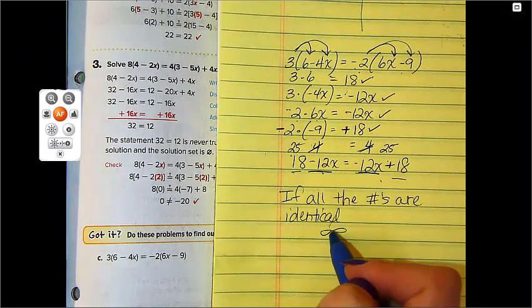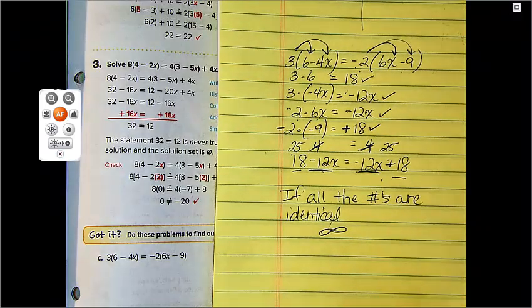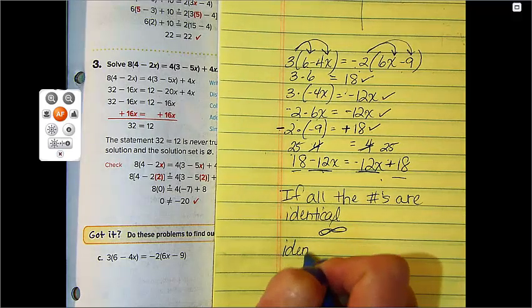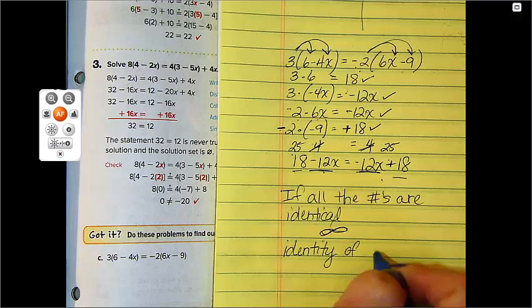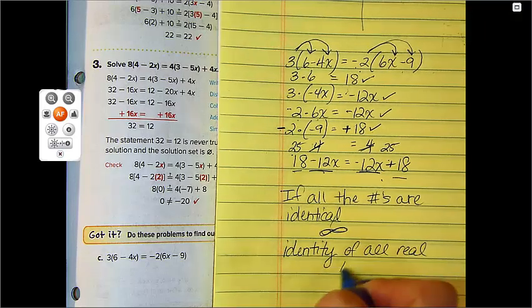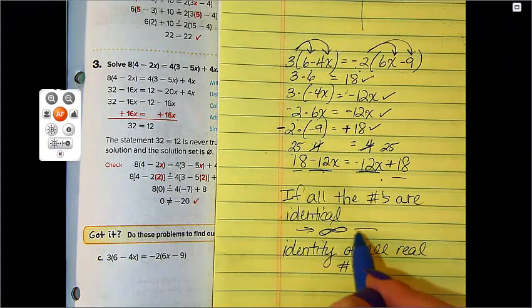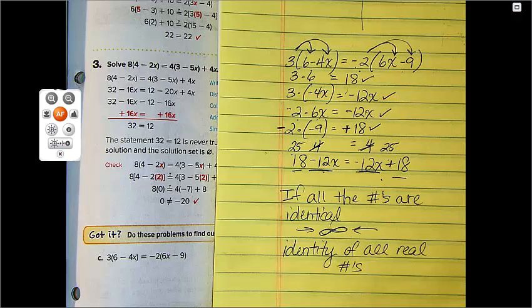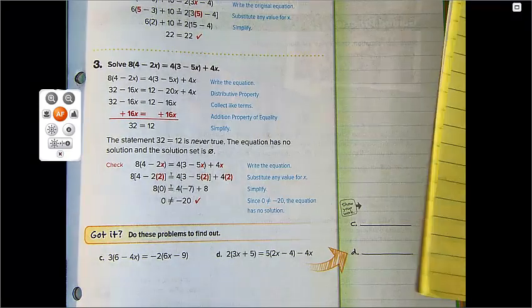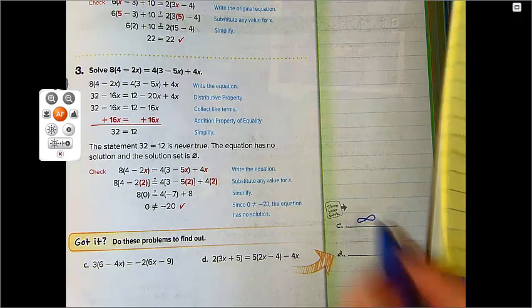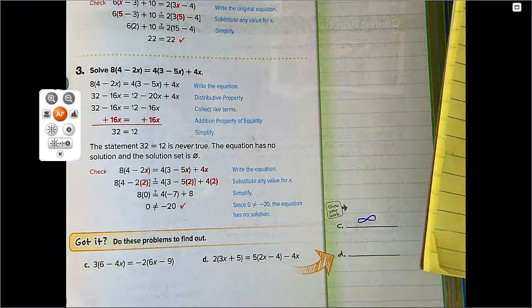So the answer to this one is called infinity. What your book calls it is the identity of all real numbers. Mr. Neugebauer and I are perfectly okay, though, if you just put the infinity sign, because essentially it means all numbers, no matter what, positive or negative, fractions, decimals, however you write them, any number will fit into that problem. So the answer to C is infinity, or the identity of all real numbers.